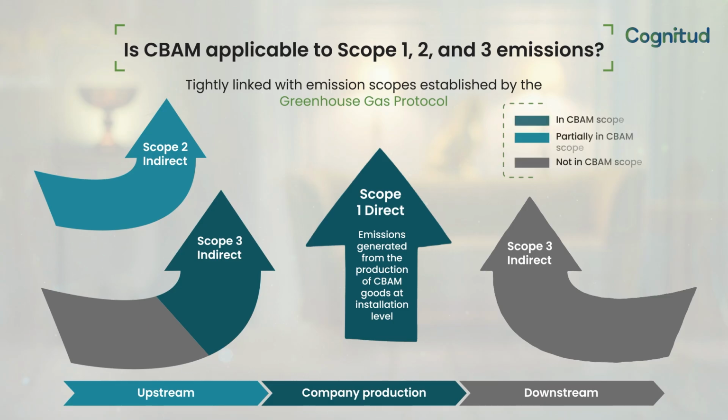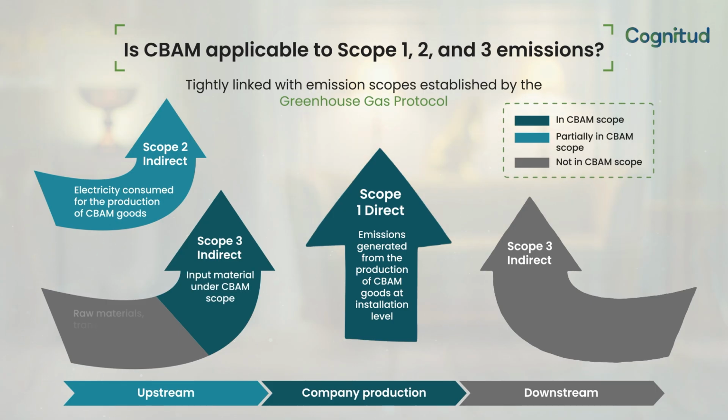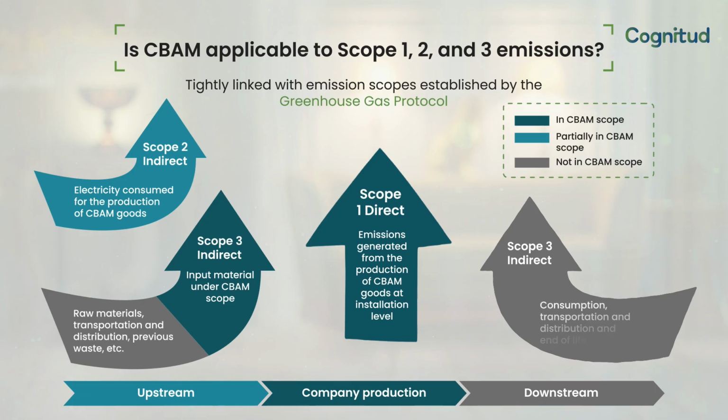Reporting on Scope 2 emissions under CBAM emphasizes electricity usage, including lighting and air conditioning of the premises, during the production of goods listed in the CBAM scope. Measuring Scope 3 emissions under CBAM needs importers to report emissions from the production of precursor input materials that are already included in the CBAM scope, such as steel, aluminum, cement, fertilizers, and hydrogen.